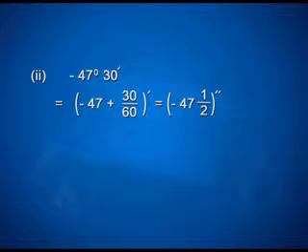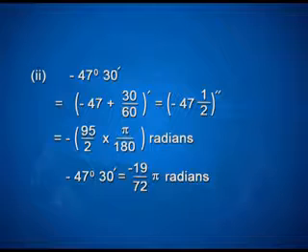Minus 47 degrees 30 minutes can be written as minus 47 plus 30 upon 60 degrees, that is minus 47 and a half degrees, which can be easily calculated and converted into radians as minus 19 upon 72 into pi radians.